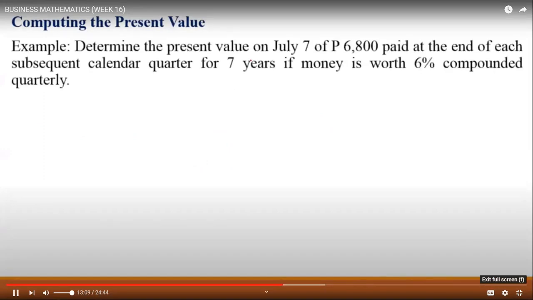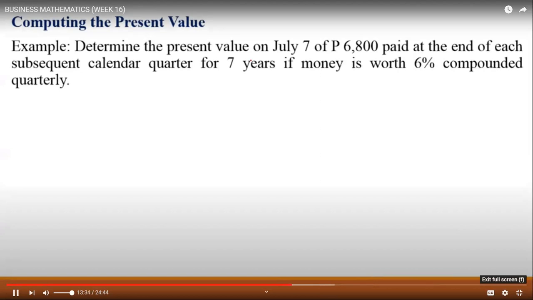Okay, so another one is computing the present value. How are we going to compute the present value? This one deals with the computation of the present value of an ordinary simple annuity problem. With this example, determine the present value on July 7 of 6,300 pesos paid at the end of each subsequent calendar quarter for 7 years if money is worth 6% compounded quarterly.